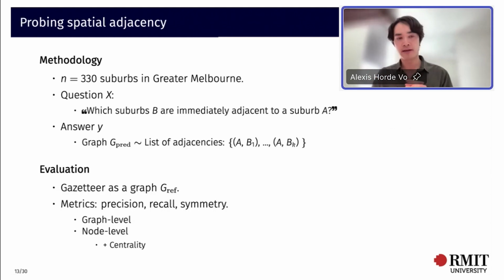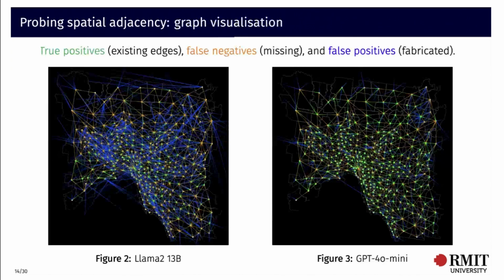So I wanted to study these distortions, and I focused on Greater Melbourne with all the suburbs across Greater Melbourne. And I prompted the model which suburbs are immediately adjacent to this given suburb. And I could create lists of adjacency for different language models. And I compared with a gazetteer as a reference. And I studied precision, recall, symmetry, and also centrality. So I'm going to explain a bit more after.